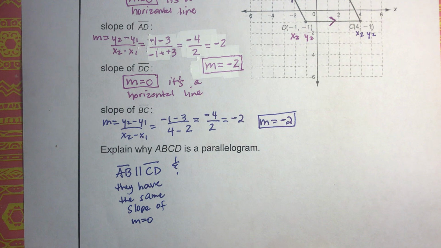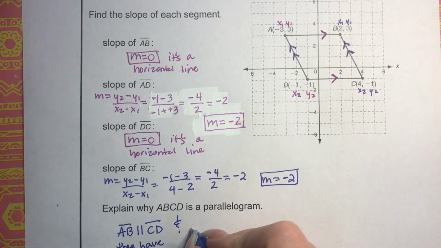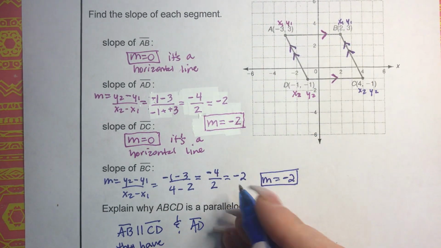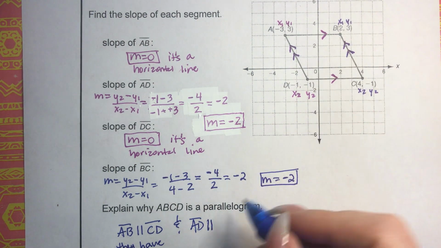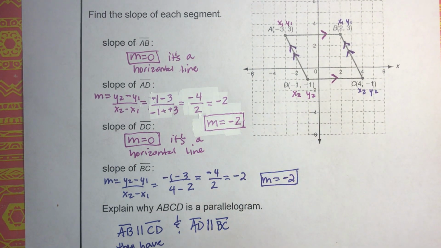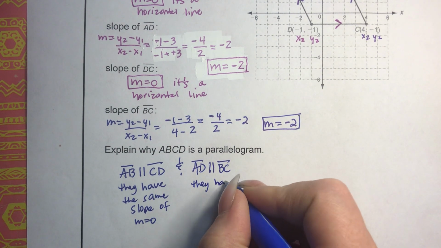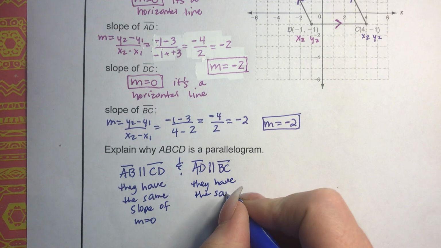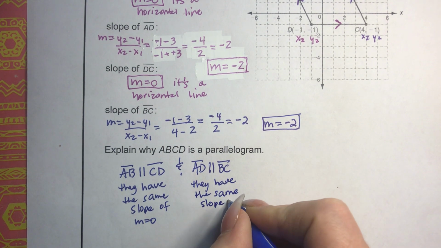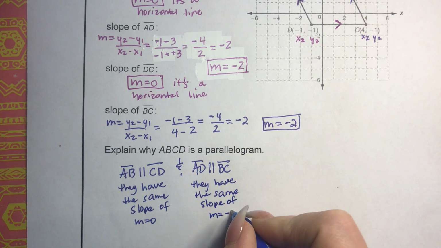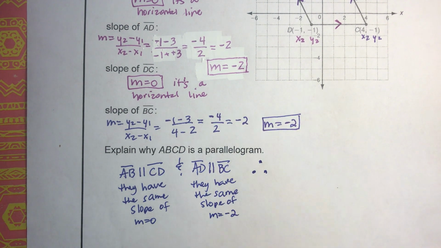And then what are the other ones? AD is parallel to BC, right? Whenever you're talking about line segments, you put that little line on the top, like a little hat. And they have the same slope of M equals -2. And therefore, I can just write those three dots, and that means therefore.